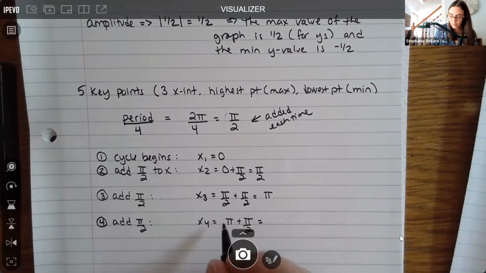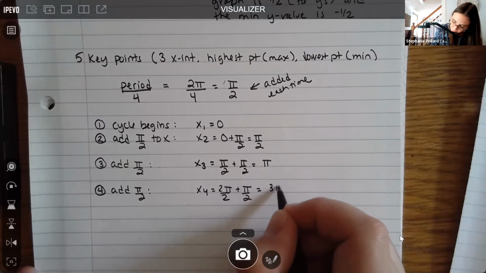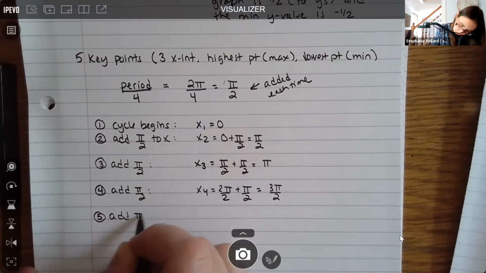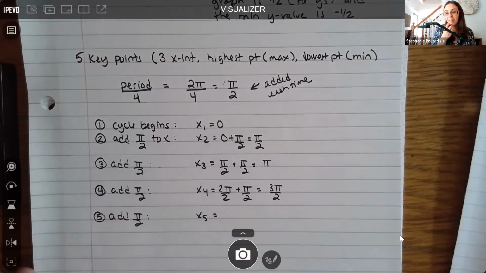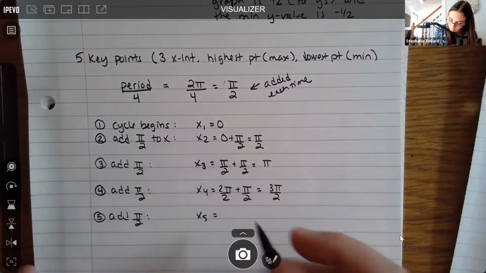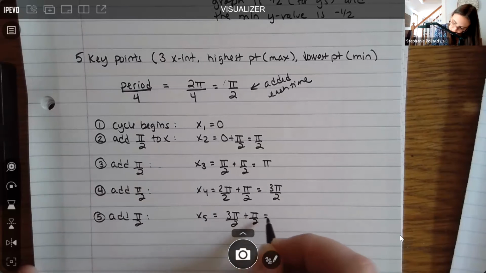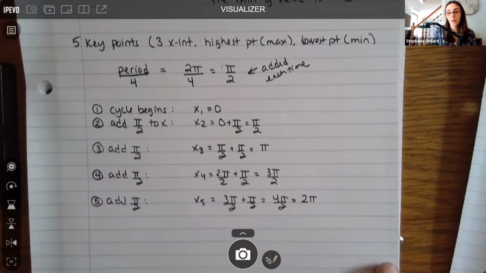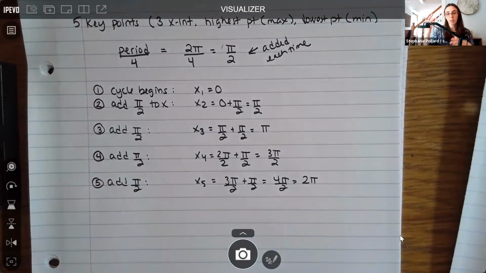All right, so this becomes 2 pi over 2, just use a common denominator. So I end up with 3 pi over 2. And then for the fifth one, and I'm just using little subscripts here just to show points 1 through 5. They don't really mean anything. You can just write x if you want to. 3 pi over 2 plus pi over 2 is 4 pi over 2, or 2 pi. So these are the x values where those 5 key points are going to occur: your intercepts, your highest point, and your lowest point.